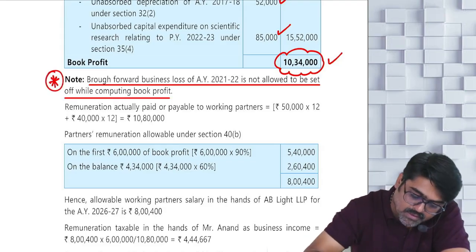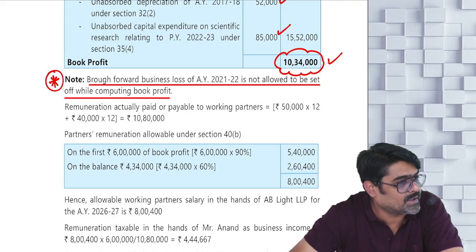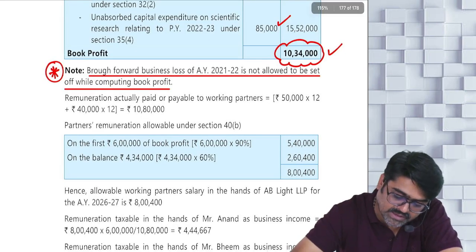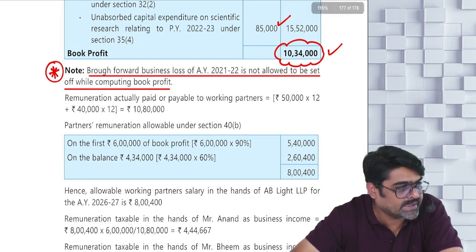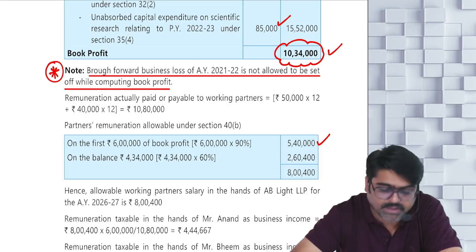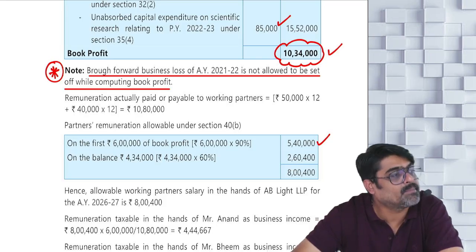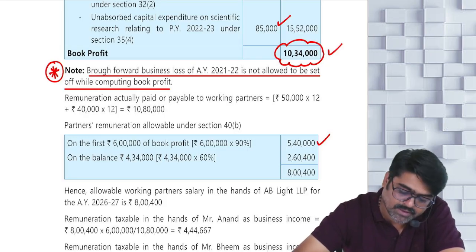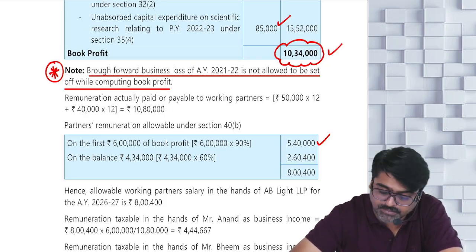Yes or no? So now tell me, 10,34,000 is your book profit. On the first 6 lakh, it will be 90% or 3 lakh, whichever is higher. So it will be 5,40,000. And on the balance amount of 4,34,000, you are going to calculate 60%. How much is that?